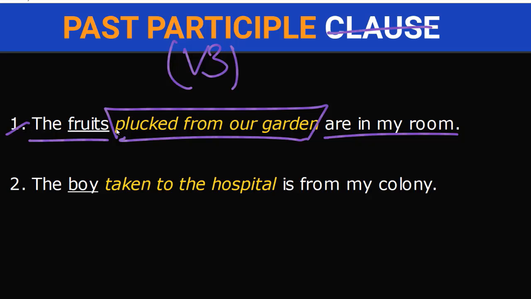So I'm talking about the fruits that are plucked from our garden. So this is a past participle phrase, starting with the past participle plucked: plucked from our garden.